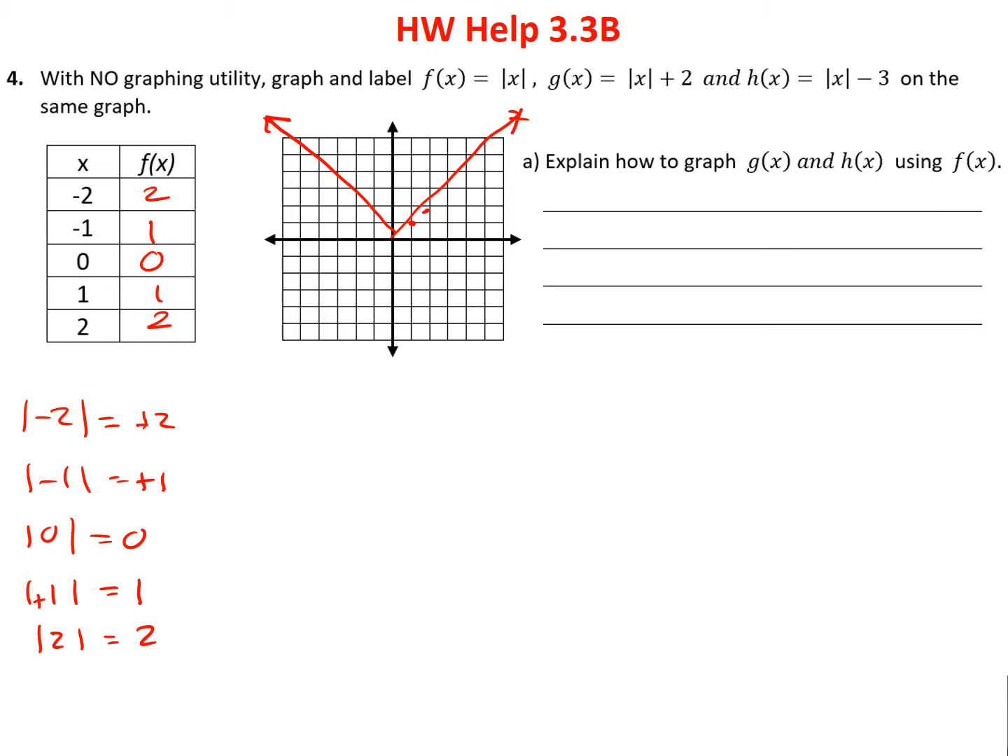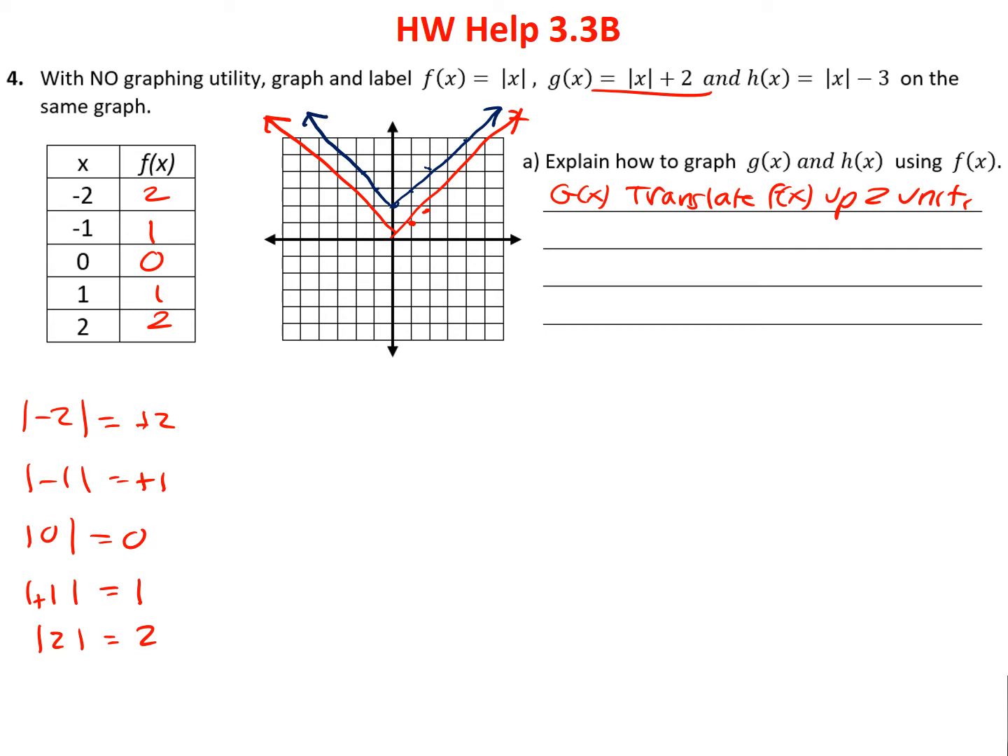Okay. Now the next thing says, how do I graph g of x equals the absolute value of x plus 2? Well, very simple. What I'm going to do for g of x is I'm simply going to translate f of x up 2 units. So at every point here, I'm going to go up 2. So notice if I go up 2 on all these, I'm going to end up with a graph that looks something like this.